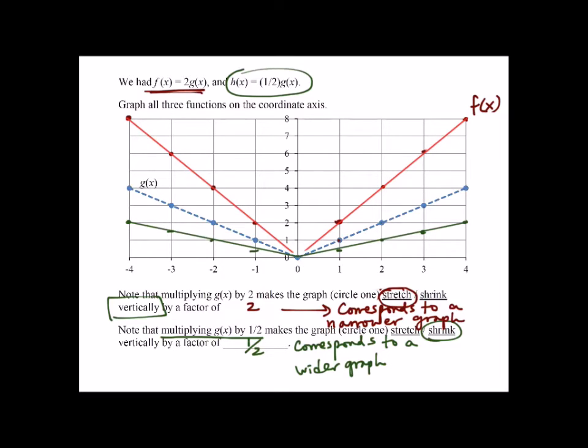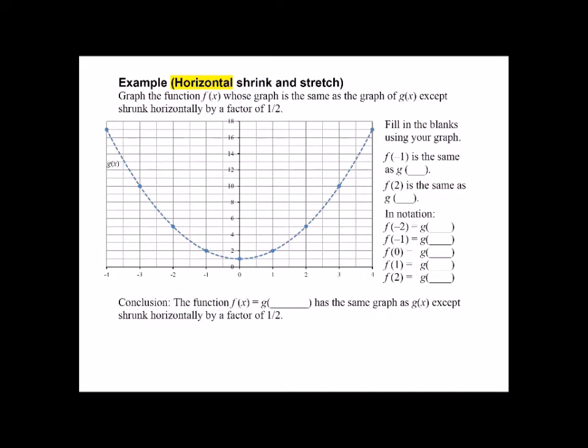A narrow graph has less coverage in the horizontal, less coverage in the x direction. A wider graph actually has a bigger coverage in the x direction. So they're really two different things depending on which directions we're talking about. Next, let's consider an example of a horizontal shift and stretch.